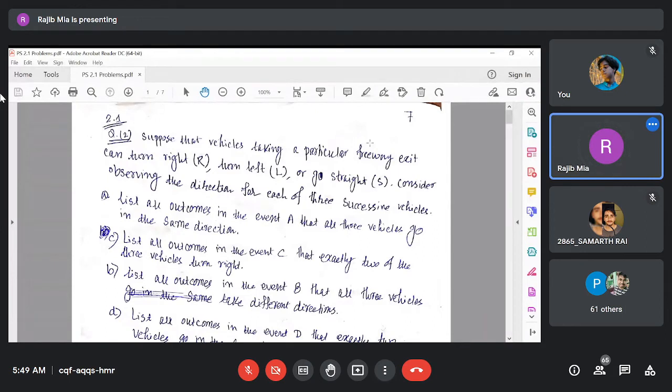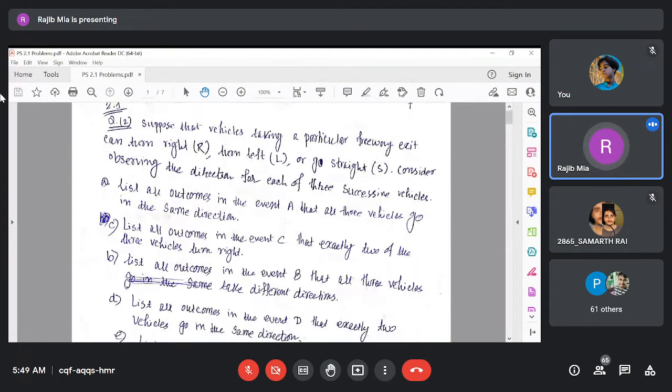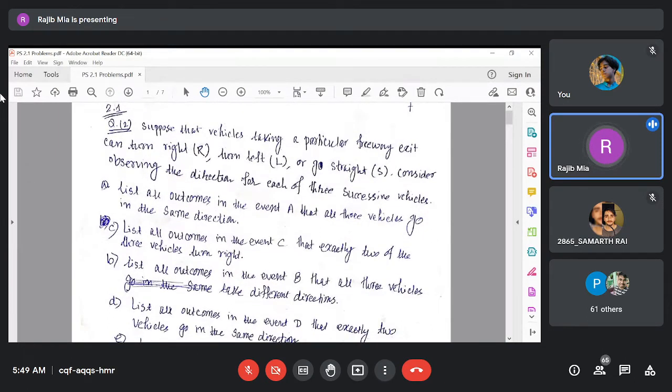So this question is not asking for the set of all outcomes, but in the exam they can ask for the set of all outcomes. If you want to write the set of all outcomes, then you can take the help of a tree diagram. Then you can easily write the set of all outcomes.